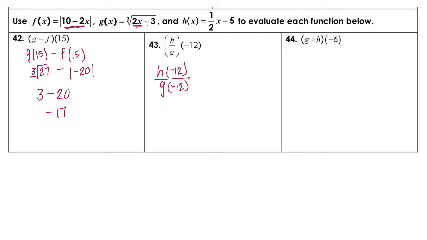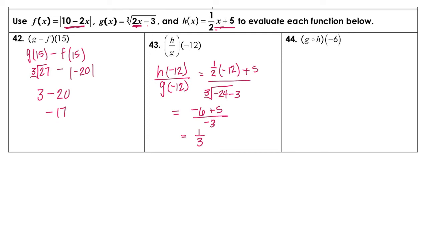All right, for 43, keep in mind, again, that notation means h of negative 12 over g of negative 12. So h of negative 12, we're going to sub in here. And so that's going to give me 1/2 times negative 12 plus 5 over g of negative 12. So that's going to be the cube root of, and if I multiply those, that's going to give me 2 times negative 12, which is going to be negative 24, and then minus 3. And so simplifying, the numerator is going to be negative 6 plus 5. The denominator is going to be negative 3. So it looks like we're going to end up with a positive 1/3.